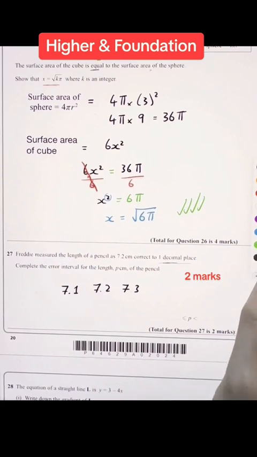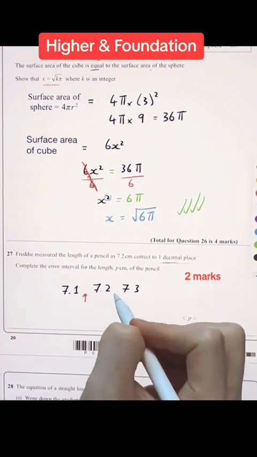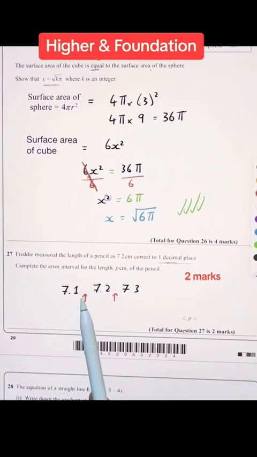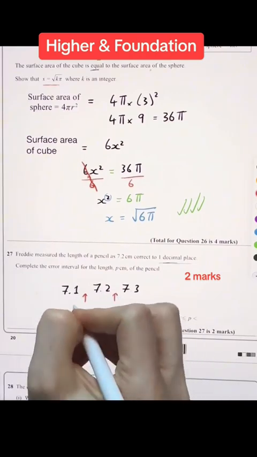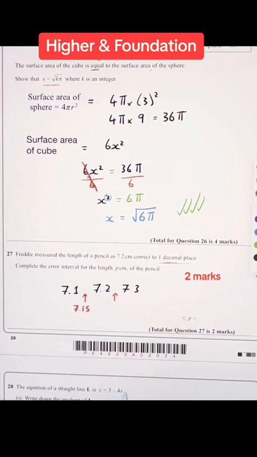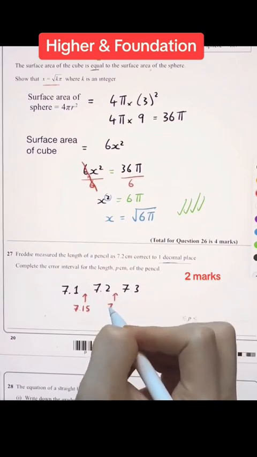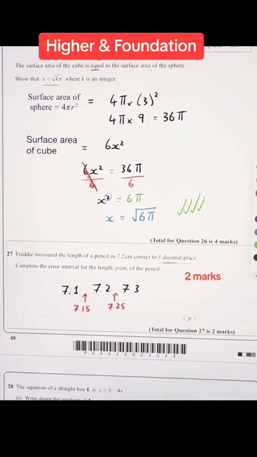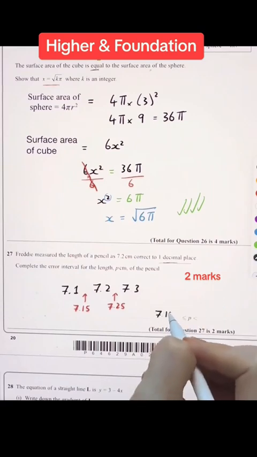As I'm asked for the error interval, I just go in between. I.e. what's in between 7.1 and 7.2? Well, therefore, I know it's going to be 7.15. That's going to be my lower bound. What's in between 7.2 and 7.3? Well, that's going to be 7.25. That's going to be my upper bound. So therefore, my error interval is p is greater than or equal to 7.15, and less than 7.25.